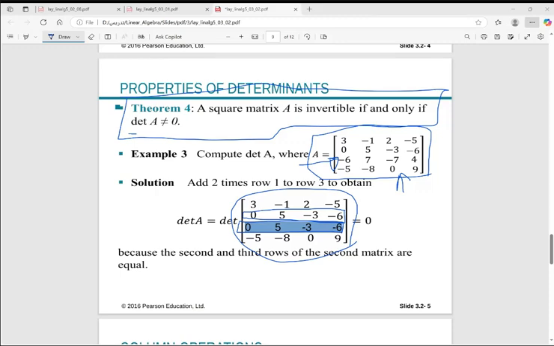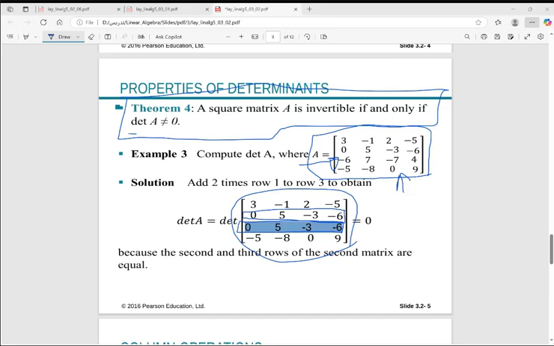In general, when you have a matrix which has at least two rows with the same entries, its determinant is 0. Or when you have a matrix which has two columns with exactly the same entries, its determinant will be 0, right? Okay.